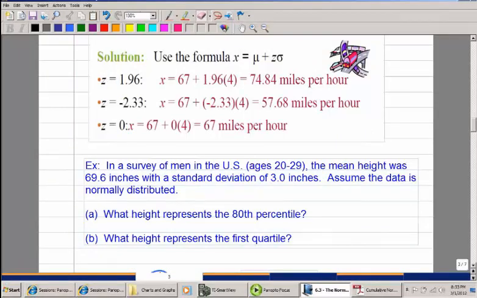All right. So let's look at this example. In a survey of men in the U.S. ages 20 to 29, the mean height was 69.6 inches with a standard deviation of 3.0 inches. Assume the data is normally distributed. What height represents the 80th percentile? So we're trying to find the height. Men in that age group who would be taller than 80% of men in that age group.